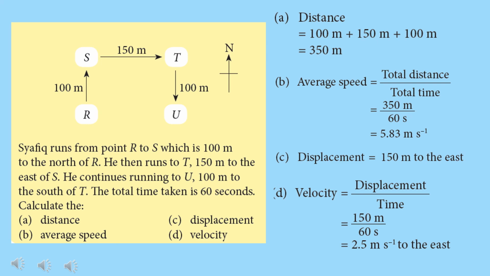Here we learned that his average speed and velocity are different. This is because velocity is calculated based on displacement, whereby displacement depends on location.